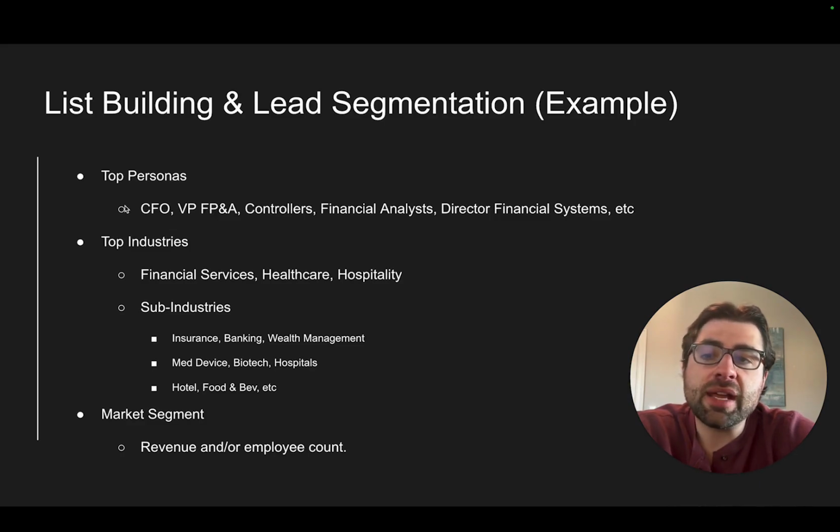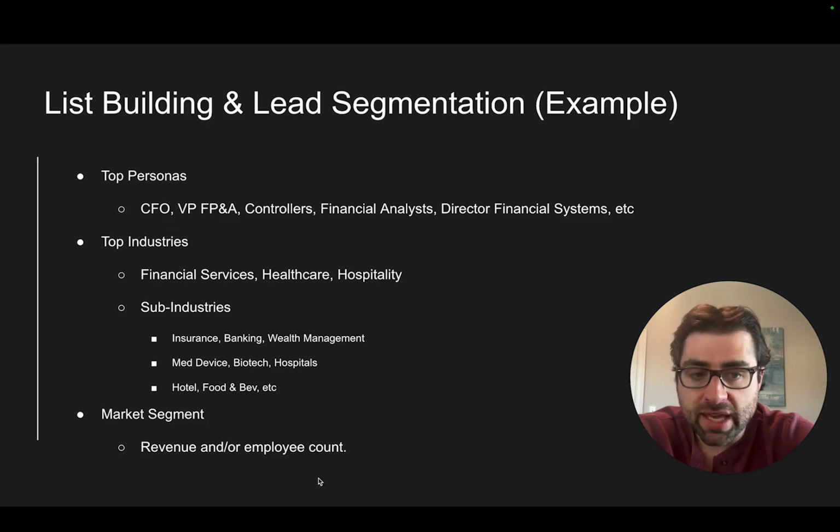So you can segment by persona, you can segment by top industries. So let's say your top industries are financial services, healthcare, hospitality. You can segment by sub-industries. So within financial services, you have insurance, banking, wealth management. Within healthcare, you have med device, biotech, hospitals, etc. And if it's relevant, if your company positions itself differently based on revenue or employee count, that's another way you can do it.